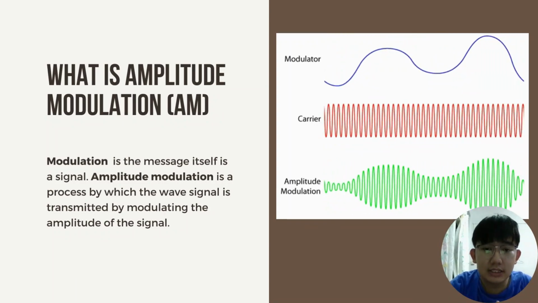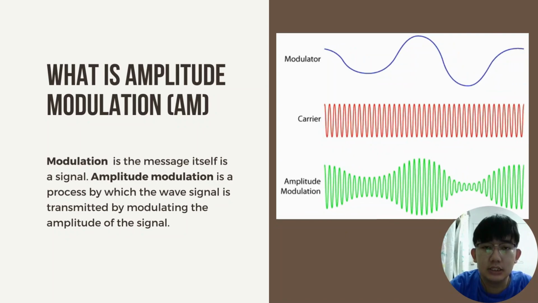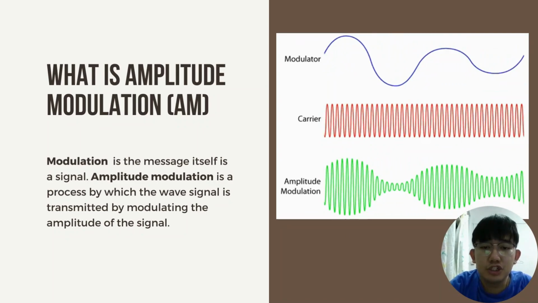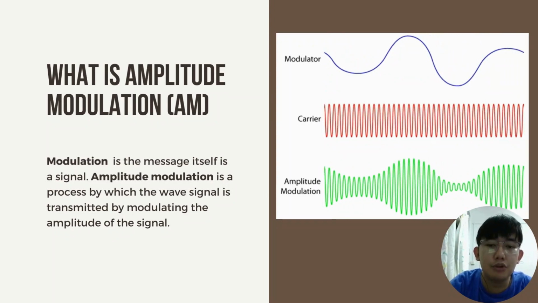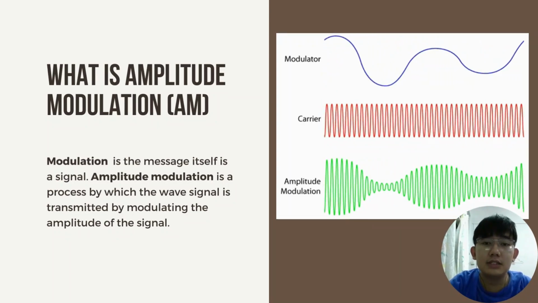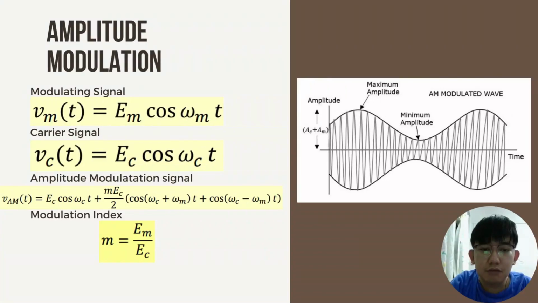Modulation is the message that itself is a signal. Amplitude modulation is a process by which the wave signal is transmitted by modulating the amplitude of the signal. If you want to know how to draw the waveform for the amplitude modulation signal, you need to know these three formulas, which are the modulating signal formula, the carrier signal formula, and also the amplitude modulation signal formula.